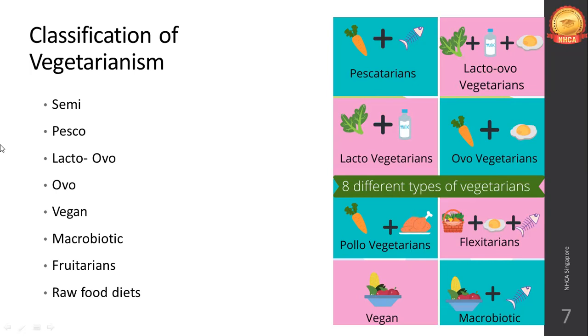So is it clear to all, the different forms of vegetarianism? All the coastal states of India are predominantly non-vegetarian, and all the central states of India are predominantly vegetarian. Okay, that's the geographical demarcation of vegetarianism.